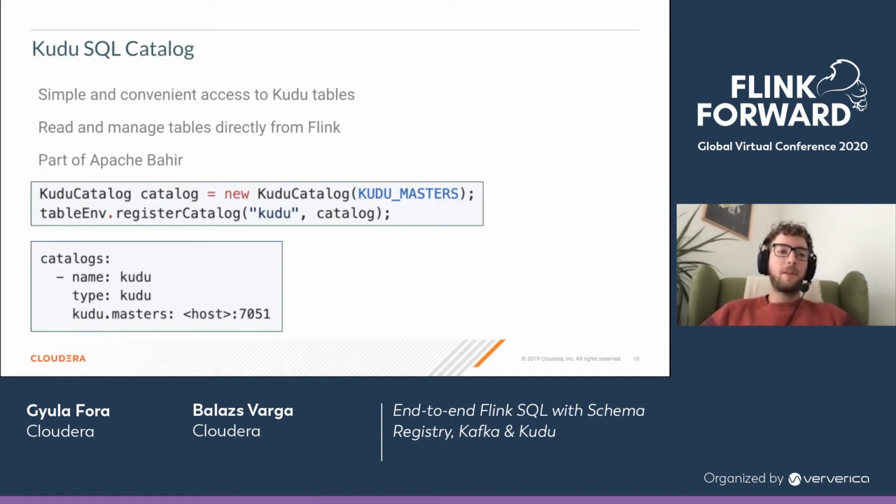The Kudu SQL Catalog is part of the Apache Bahir project. It's fully open source. Here you can see the code snippets that are required to define the Kudu catalog. You can see that this is basically as easy as it gets. You only have to define the master address of Kudu, and you can immediately access the tables. Before we go further with our use case, let's take a quick look how the Kudu catalog works in practice and how we can access the tables from Flink SQL.